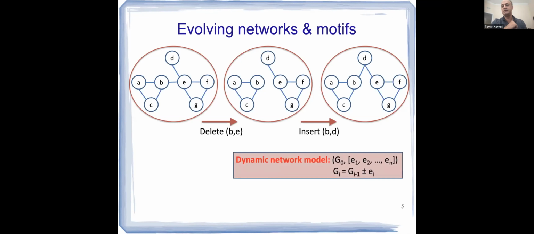And mathematically, I'm going to represent it using a tuple. The first entry in this tuple, G0, is the topology of the initial network with all the nodes and edges. The second entry is a sequence of edges where each edge represents the edge that gets inserted or deleted from the previous state. So if you have that edge in the previous state, then you remove it. If you don't have it, then you insert it. So this way I can represent a sequence of n dynamic network states using this tuple.